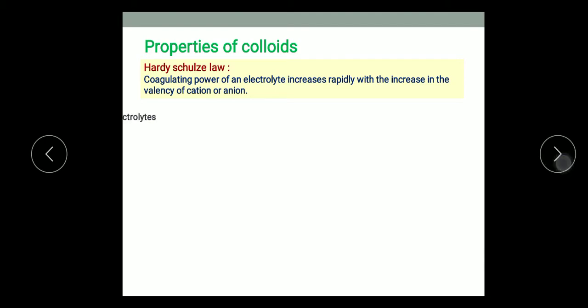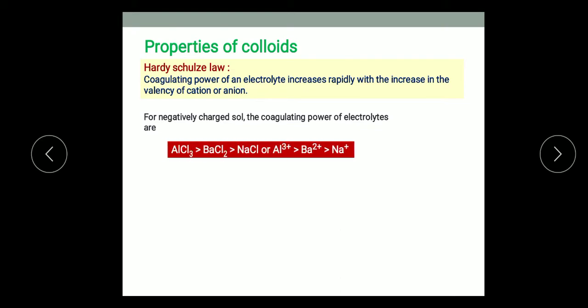So for a negatively charged sol particle, the coagulating power of the electrolyte will depend upon the charge of the cation. You can see here AlCl3, BaCl2, NaCl. In these three, the aluminum ion has a valency of 3. Then we have barium with valency 2, and then sodium as a monovalent cation.